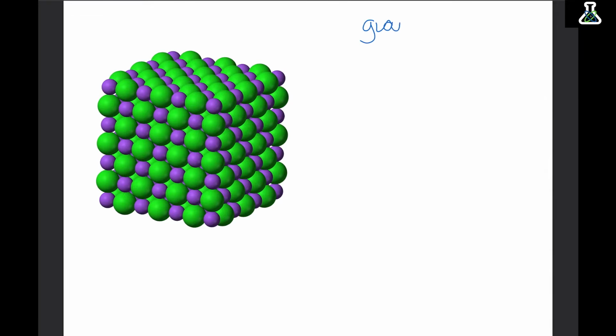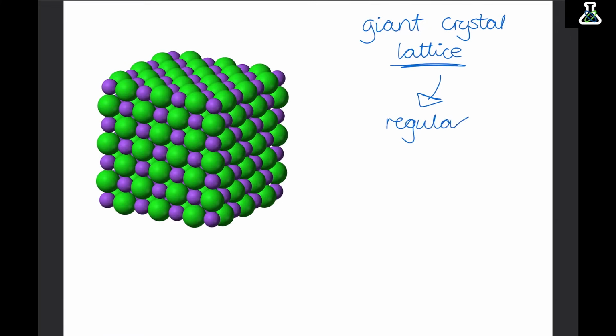Now ionic compounds form a giant crystal lattice. And this word lattice just means it has a regular structure. Now the way these ions come together is that there are strong electrostatic forces between the positive and negative. So if we say in this diagram all of the green ones are cations, they're positive ions, and all the purple ones are anions, so they're negative ions. There are really strong forces between all of these holding them together. So these electrostatic forces are strong forces between positive and negative ions.